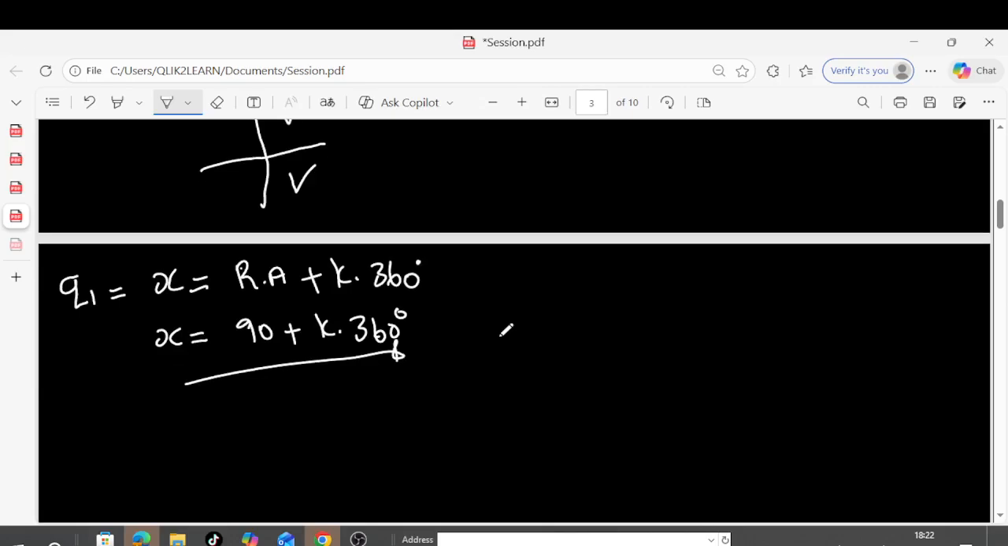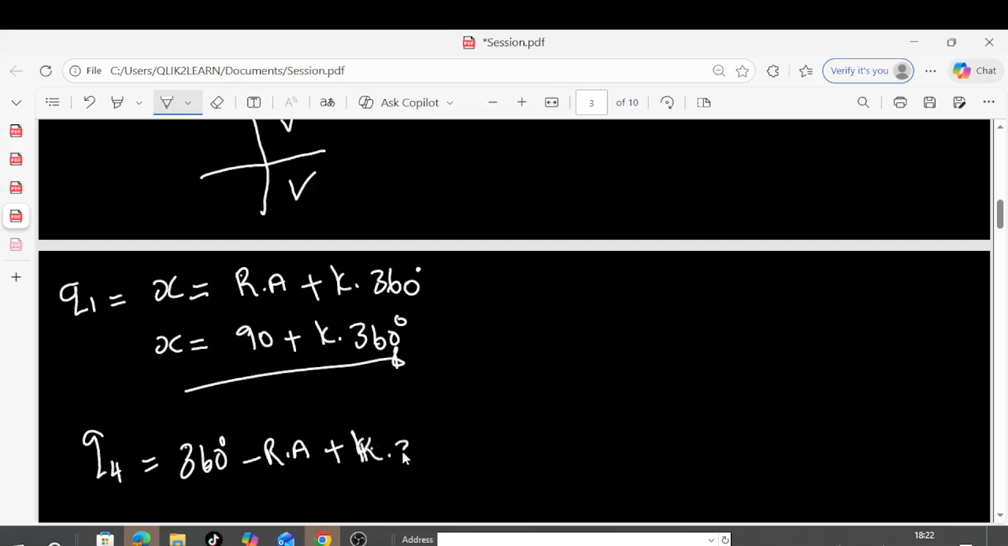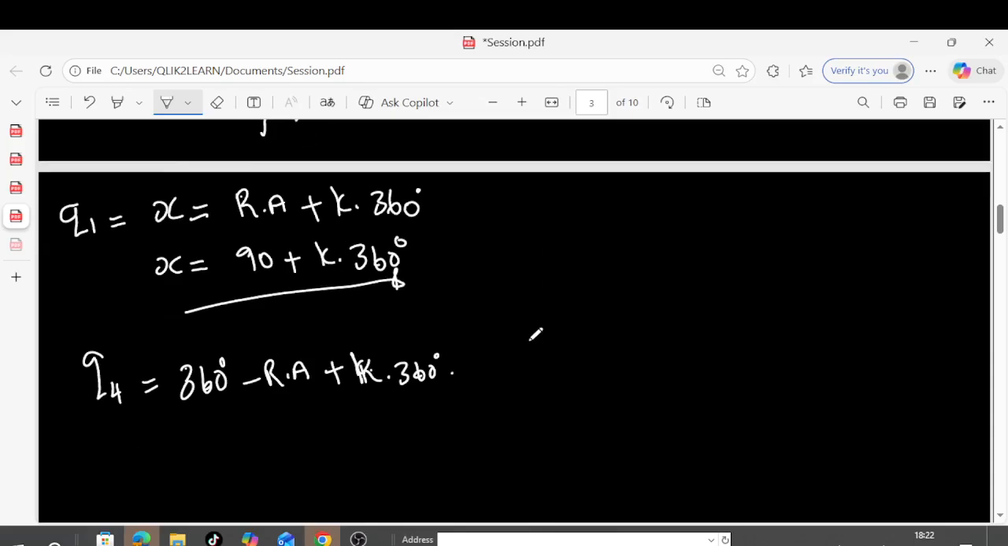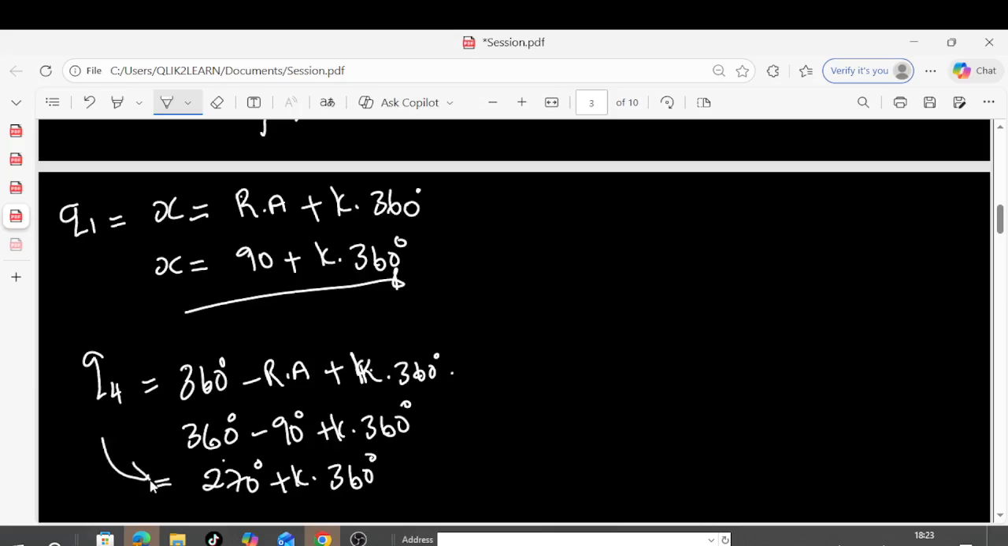We need to do this for quadrant 4. Q4 is 360 degrees. We minus the reference angle. We add k times 360 degrees. I hope everyone understands that part. So this will be 360. We minus 90 degrees plus k times 360, and we get this to be 360 minus 90. This is just 270. We add k times 360. I hope everyone is happy with that.